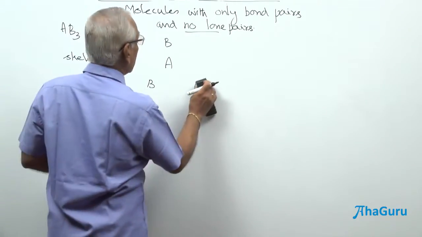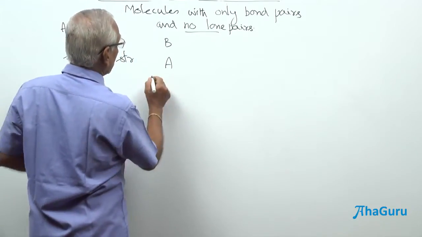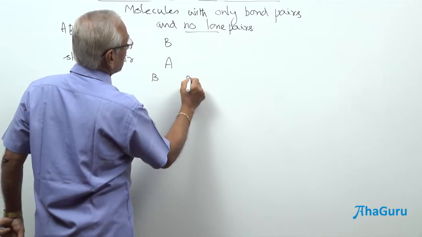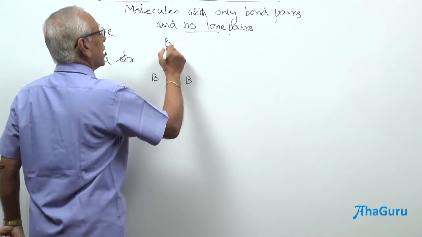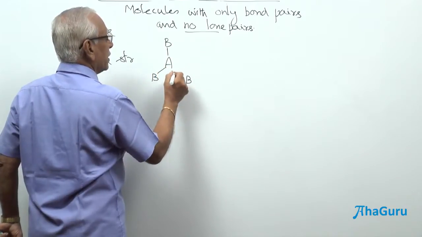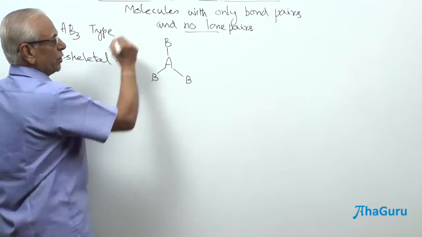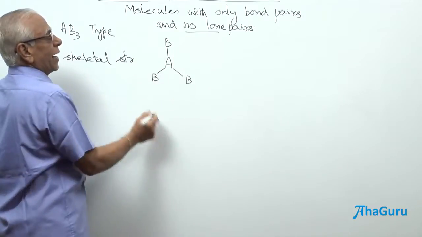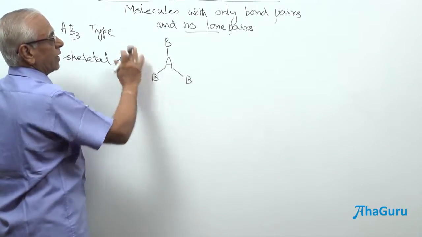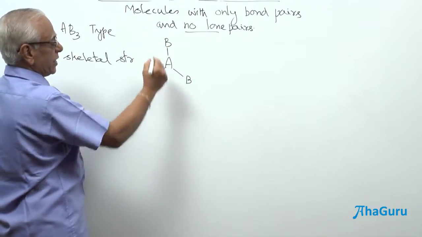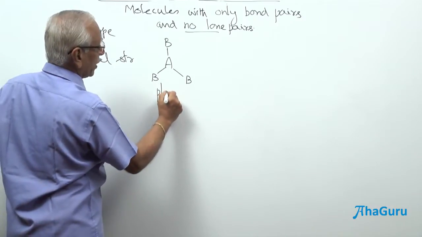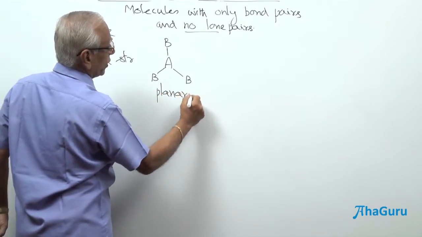This could be the visualization of the neighbors around A, and there could be a bond here, a bond here, a bond here. And don't you think all the 4 atoms, 3 B atoms and 1 A atom, can be in the same plane? Yes, it could be a planar molecule.